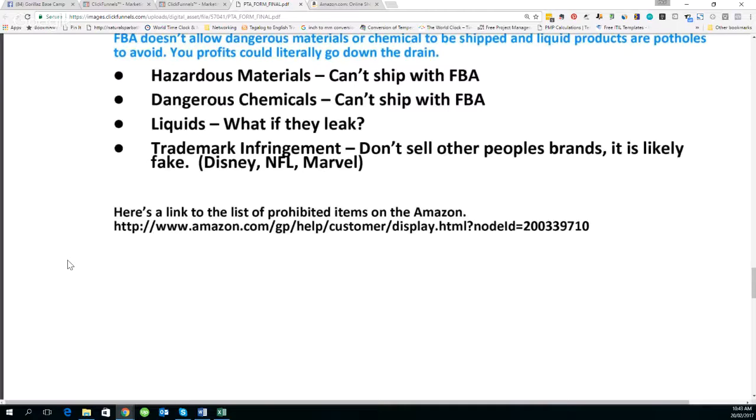So the bottom line is just don't sell branded products. Branded products are other people's products. You wouldn't want somebody selling your product. You've invested your time, and the bottom line is don't sell branded products. You could get your account suspended for sure. So if it has the name of another company on it, there's a 99% chance that it's not available.